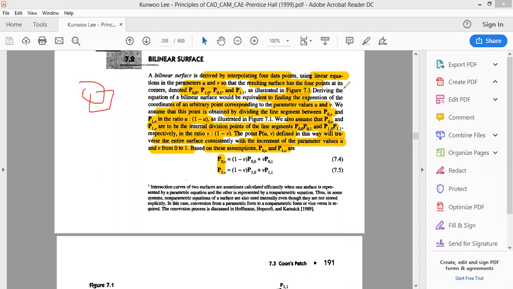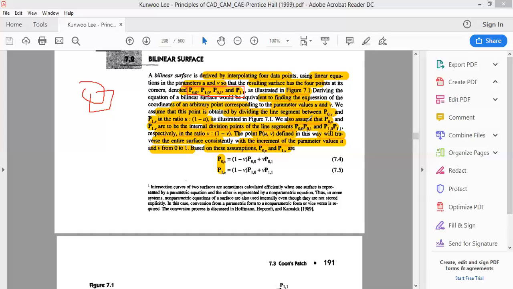So by making use of parametric equations, they have used the same terminologies here also, right? P00, P10, and P01 and P11. That is the 4 corner points or the boundary points for the surface.